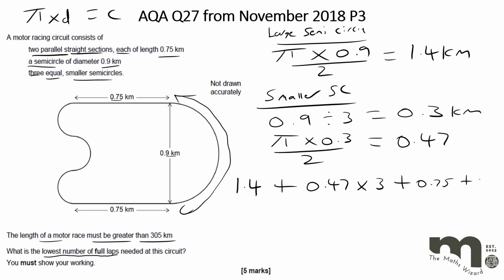So we've got 0.47 times 3, so I'm going to do that first. That gives us 1.41. If I add 1.4, that gives me 2.81. Then I've got to add on those two straight edges. So that will give me a total distance around the edge of 4.31, so 4.31 kilometers.